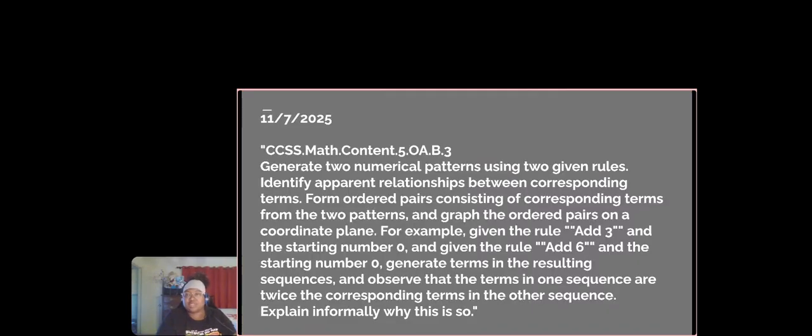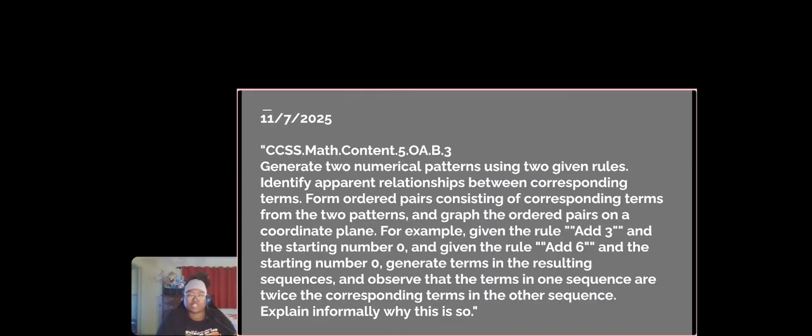Our umbrella topic for this week is operations and algebraic thinking. Let's look at our objective for today. Our objective for today is generate 2 numerical patterns using 2 given rules.